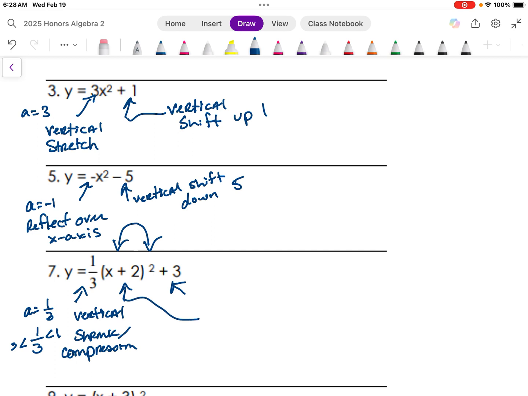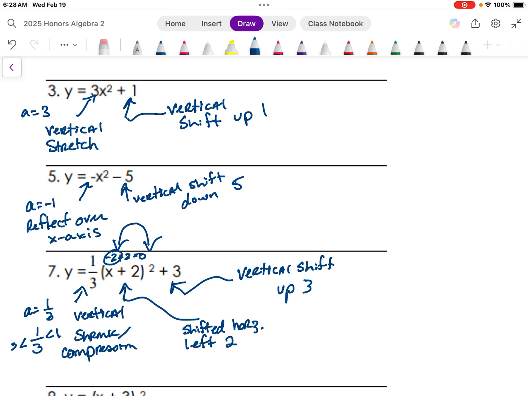Inside the parentheses, we see a plus 2. So this means I shifted horizontally left 2. Again, as I mentioned earlier, you can think about what makes the inside of the parentheses 0? Negative 2 plus 2 equals 0, so I went to the left to negative 2 to put the dot. And then the number at the back here tells me my shifting up and down. So we got a vertical shift up 3.